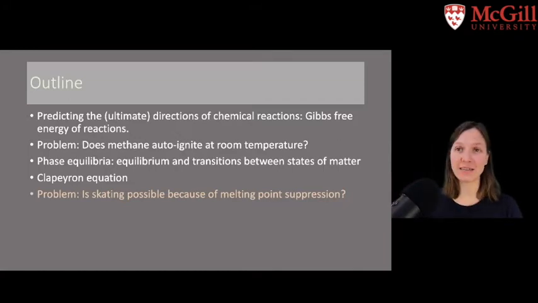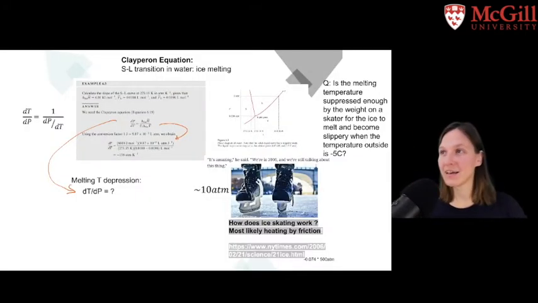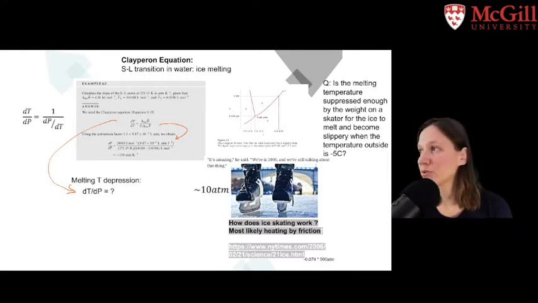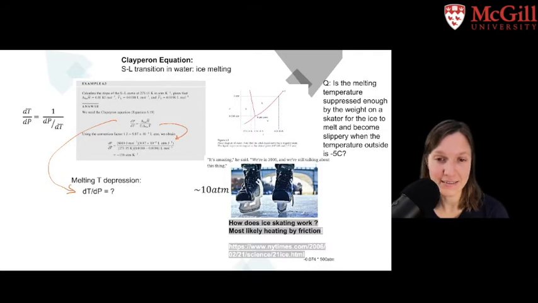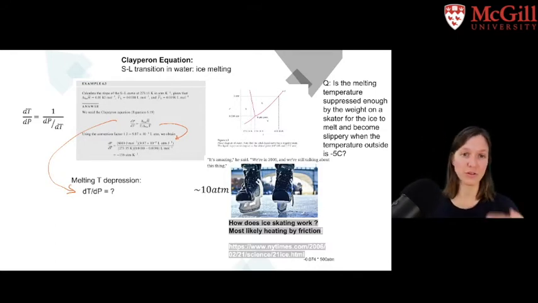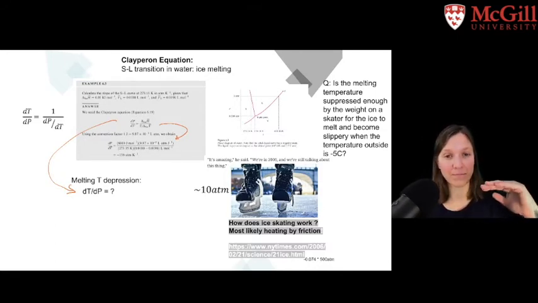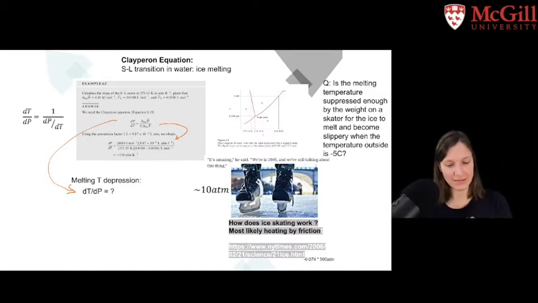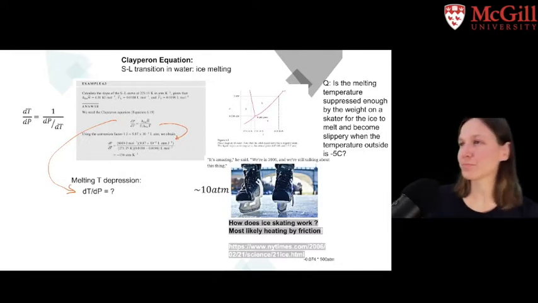And finally, we're going to tackle one more problem, and we're going to tackle the question: is skating possible because of melting point suppression? All right, let's see how we can use the Clapeyron equation to find out by how much the melting temperature of the ice directly under a skater is suppressed due to the pressure applied by the weight of the skater through the skating blades, right?